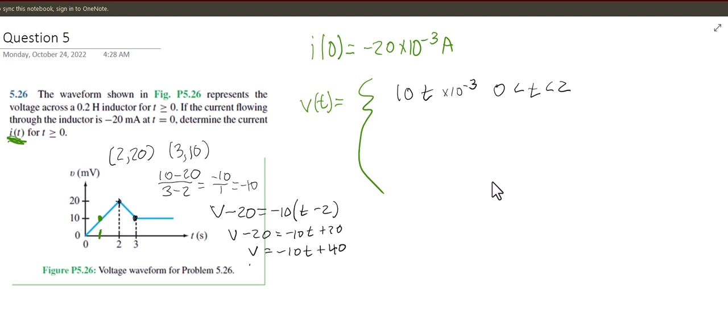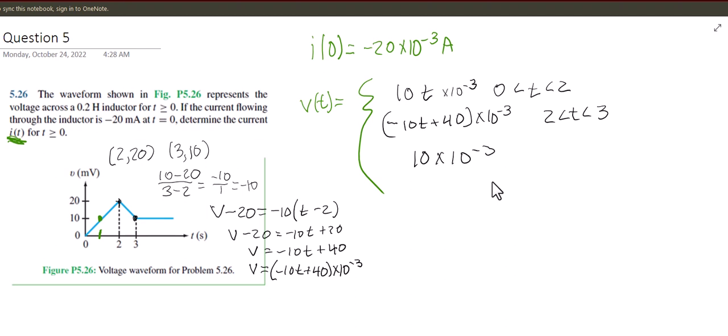And this is also in millivolts, so it's negative 10t plus 40 times 10 to the negative 3. So we have negative 10t plus 40 times 10 to the negative 3 for t between 2 and 3. And for t greater than 3, we have that the voltage is 10 times 10 to the negative 3.